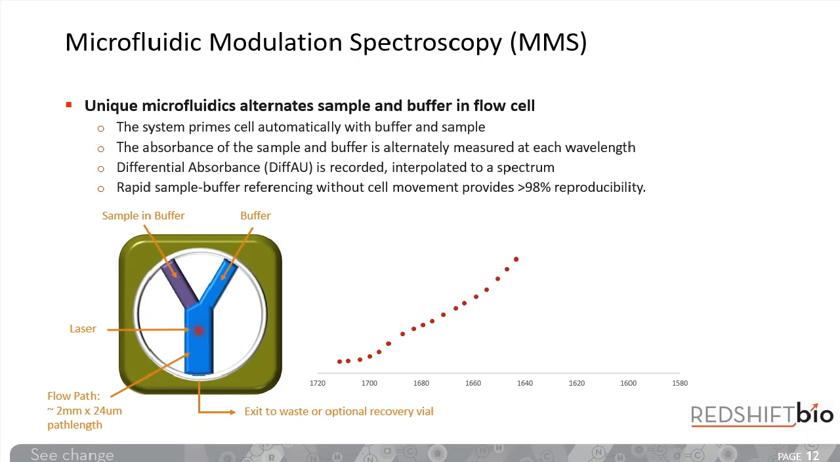We collect data wave number by wave number from both the sample and the buffer to generate a differential absorbance spectra. The rapid modulation provides drift-free background subtracted data, which is highly reproducible and sensitive to very small changes in absorbance within the amide-1 band.